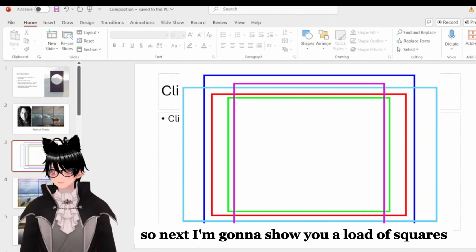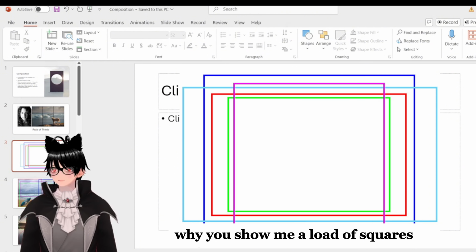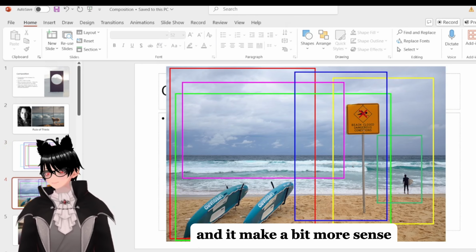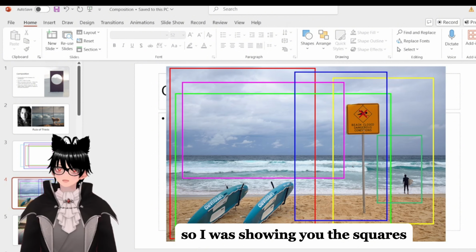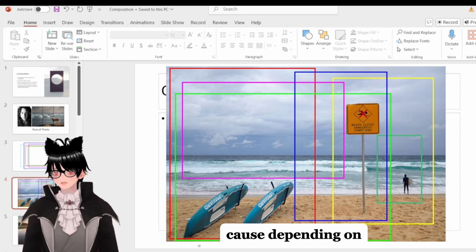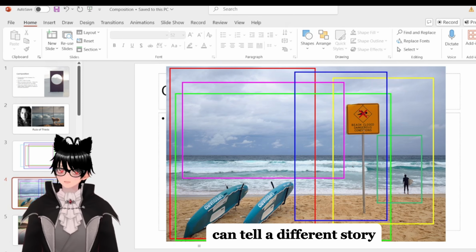So next I'm going to show you a load of squares. And you're probably like, why are you showing me a load of squares? It's okay, we're going to the next one and it'll make a bit more sense. I was showing you the squares to make you think about the ratio of your photograph, because depending on what you put into the frame, you can tell a different story.